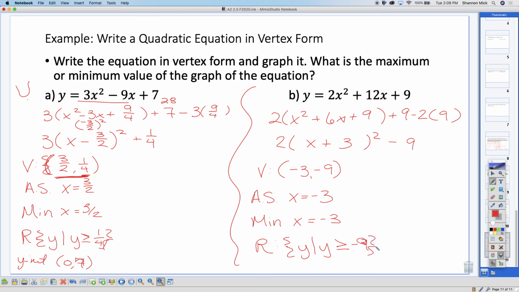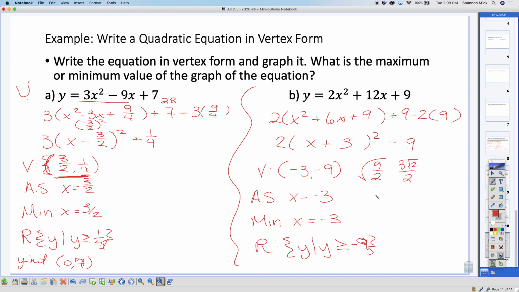And domain? Domain is real numbers. Y-intercept? Positive 9. It's (0, 9). And it's probably going to have some x-intercepts, right? Those are going to be fractions, I bet. Okay, so it'd be 9 halves. So the square root of 9 halves.